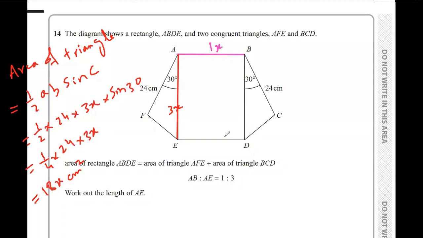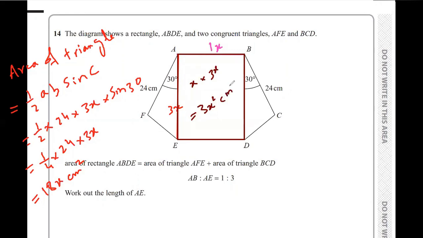So what would be the area of both triangles? If you add both of these together, that would be 36x. But what is the area of this rectangle? If I asked you to work out the area of this rectangle, how can you work it out? This will be x times 3x, which is 3x squared.